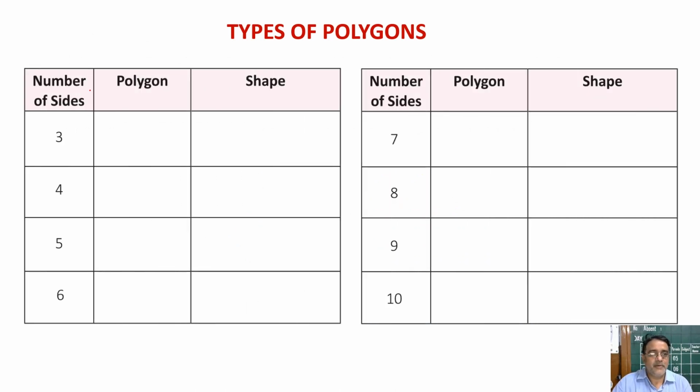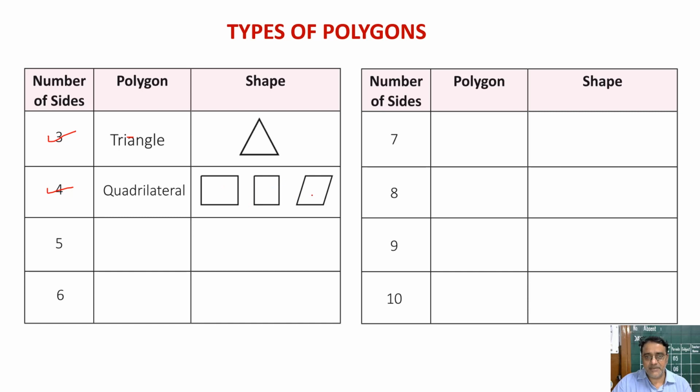So number of sides 3. The name of the polygon is triangle. Okay, and this is the rough figure, 3 sides. Number of sides 4. The name of the polygon is quadrilateral. And these are the different types of quadrilaterals. All have 4 sides, okay. And number of sides 5. The name of the polygon is pentagon.